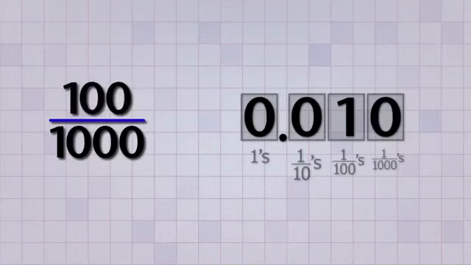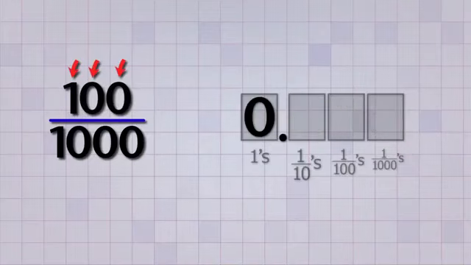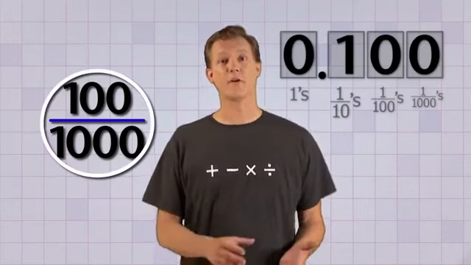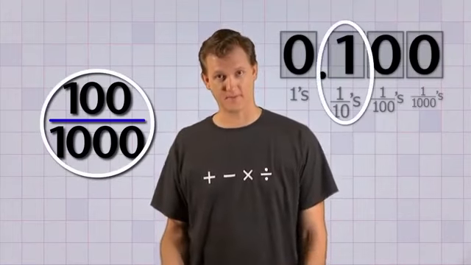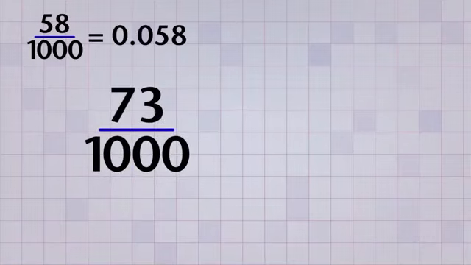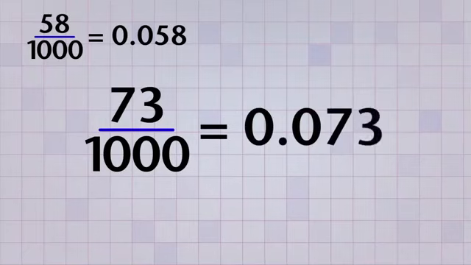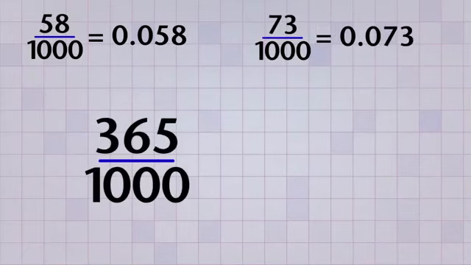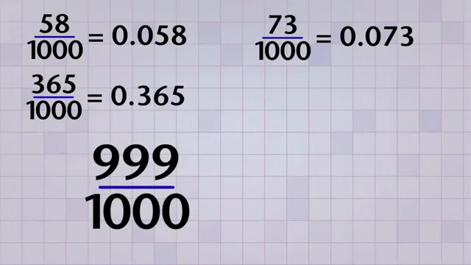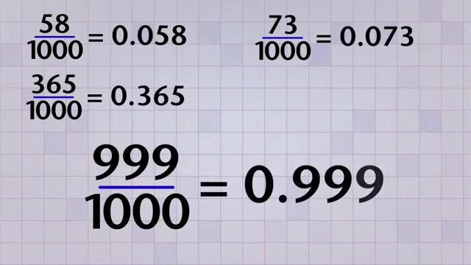Alright, what if we have 100 over 1,000? Now that's a 3-digit number on top, so we're going to need to use 3 number places. The thousandths place, the hundredths place, and the tenths place. So as you can see, 100 over 1,000 is just the same as 1/10. Let's see a few more examples. 58 over 1,000 is 0.058. 73 over 1,000 is 0.073. 365 over 1,000 is 0.365. And 999 over 1,000 is 0.999.